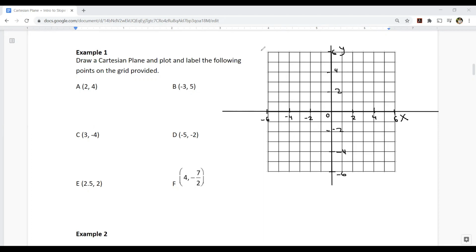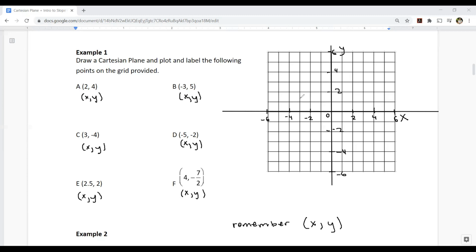The question says, draw a Cartesian plane, which we have, and then plot and label the following points on the grid provided. Well, before we plot any points, why don't we first label which coordinate is the x and which coordinate is the y. So if you remember, the first number is always the x value, and the second number is always the y value. So under each point, I'm just going to write x, y, and so on for each of the points. That way we could easily differentiate between which is x and which is y.